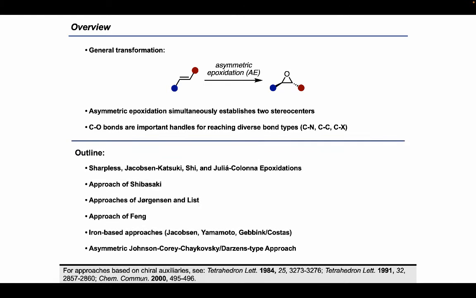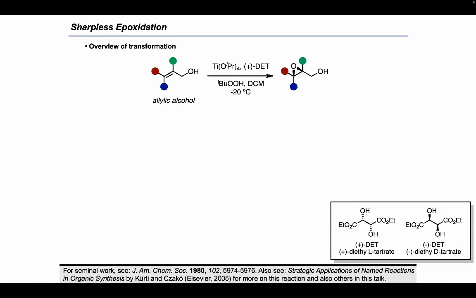In today's talk, we'll start by covering foundational work in the field, and we'll look at the Sharpless, Jacobsen-Katsuki, Shi, and Julia-Colonna epoxidations. We'll then spend some time looking at the contributions of the Shibasaki group to this field, before transitioning to look at the work of Jørgensen, List, and Feng. We'll also spend some time looking at iron-based approaches to asymmetric epoxidation, as well as asymmetric Johnson-Corey-Chaykovsky or Darzens type approaches at the end. So to kick this off, let's start by taking a look at the Sharpless epoxidation.